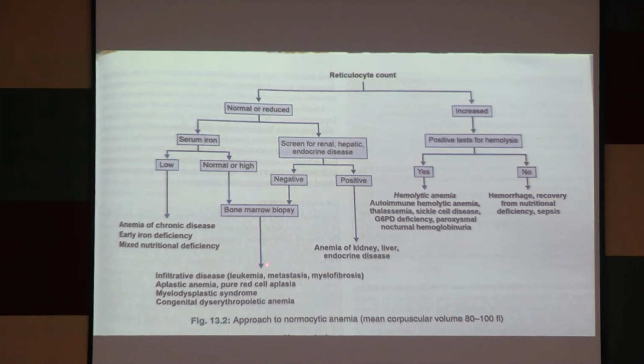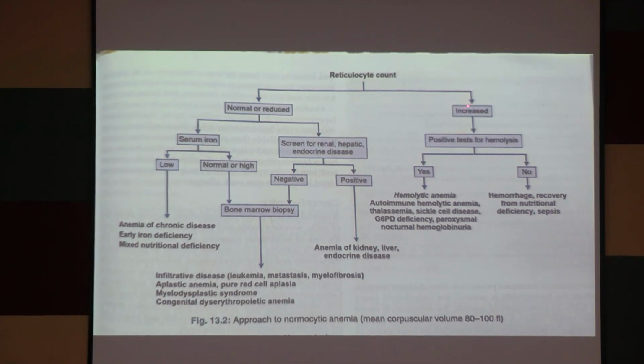So, bone marrow biopsy, what can it show? Infiltrative disease by leukemia, metastasis, myelofibrosis, aplasia, pure red cell aplasia, myelodysplastic syndrome, congenital dyserythropoietic anemia. And we will also screen for renal, hepatic and endocrine diseases. If negative, we do bone marrow biopsy. If positive, we will consider it to be anemia of kidney, liver or endocrine disease.